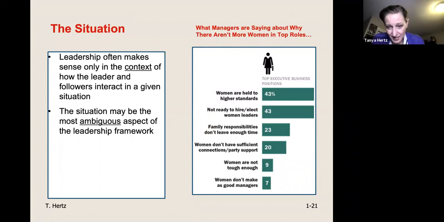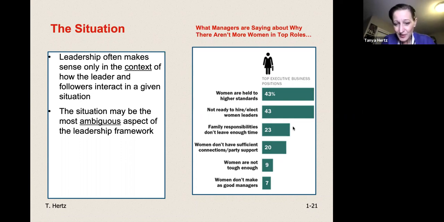Family responsibilities then come in after that. Women don't have sufficient connections. Party support. This is because we also look at politics as another question in there. But this one, women are not tough enough. Are you kidding me? Some of the toughest human beings I know are women.